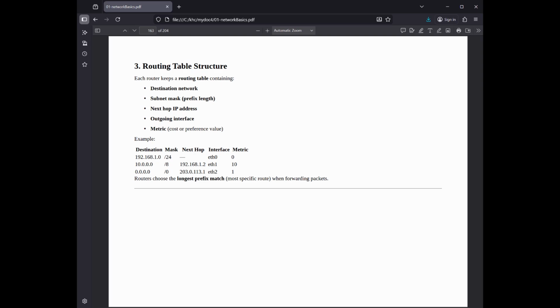3. Internal data structure. While viewed as a table, the internal software implementation is optimized for high-speed searches. Modern routers use advanced data structures like tries, specifically binary or LC tries, or hash tables to achieve longest prefix match, LPM, lookups in microseconds.